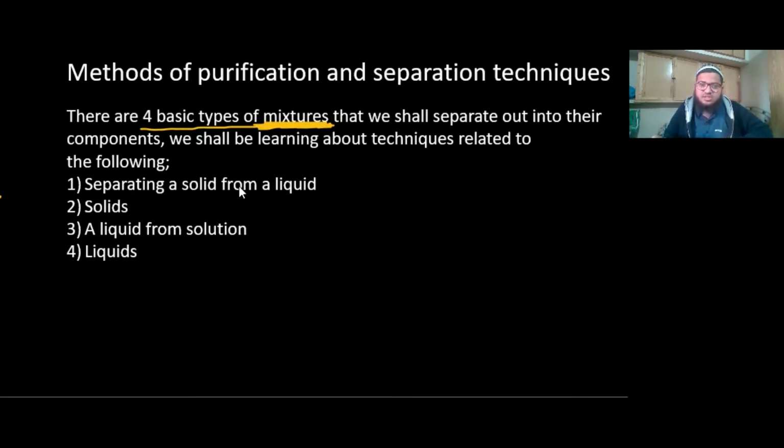The first one is separating a solid from a liquid, so basically a mixture of a liquid and a solid. There are two basic techniques for that, decanting and filtration, and we are going to look into that. Then separating different solids, separating magnetic solids from non-magnetic solids, or separating sublime solids from a non-sublime solid. So that's another technique and another type of mixture.